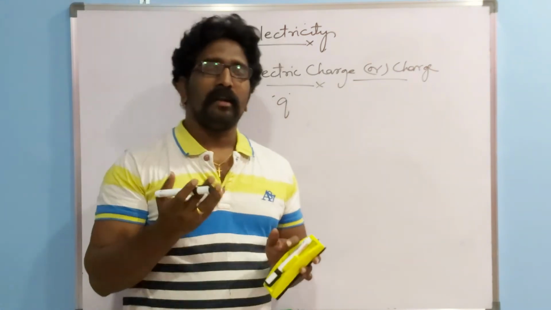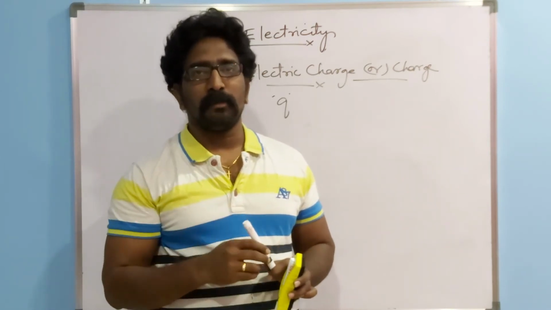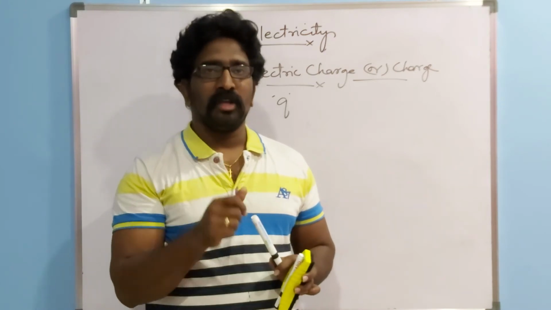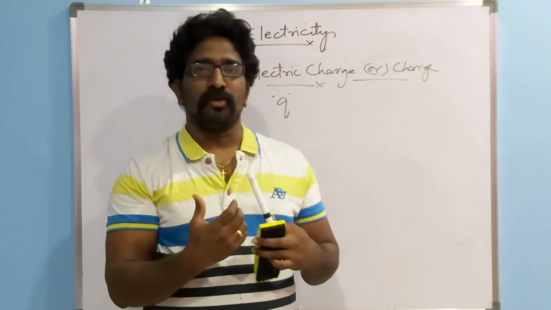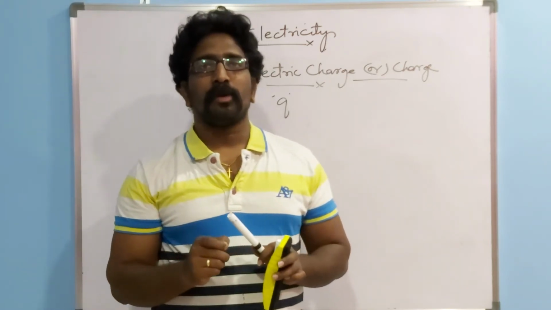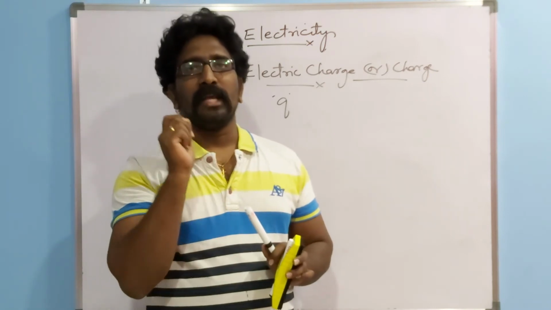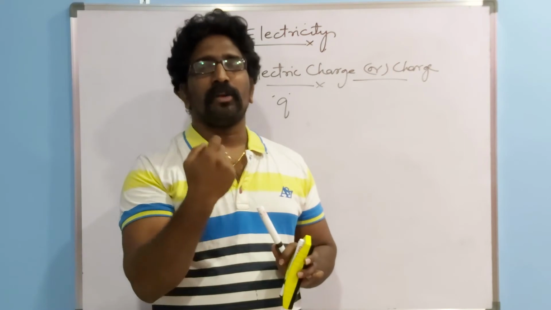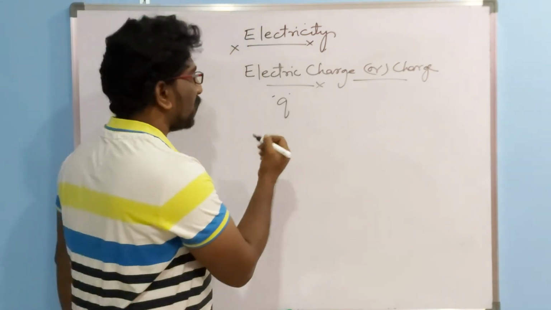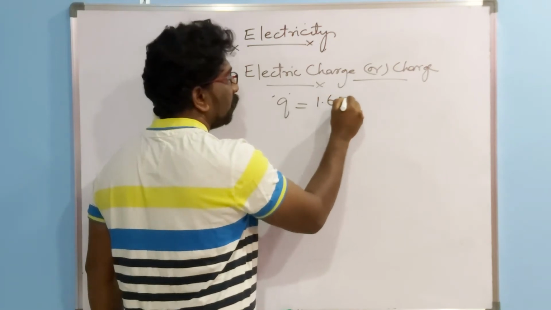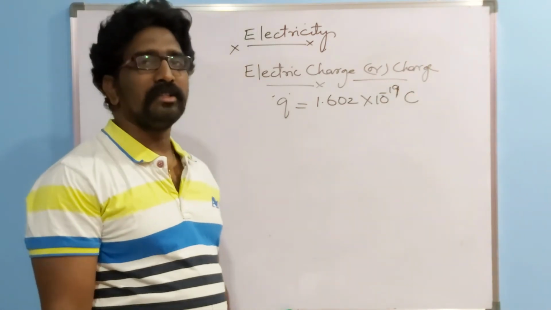What is an electric charge? Electric charge is a fundamental property of an element which is associated with matter, by which it can experience or produce electrical effects, and also the magnitude. So what is the magnitude of this electrical charge? The value of electrical charge is 1.602 into 10 power minus 19 coulombs.